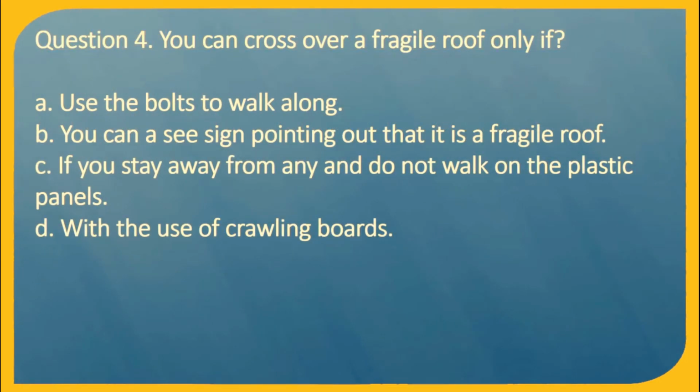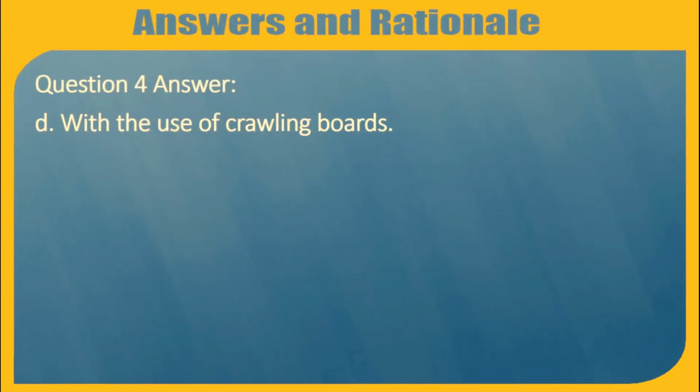Question 4. You can cross over a fragile roof only if A. Use the bolts to walk along. B. You can see a sign pointing out that it is a fragile roof. C. If you stay away from any and do not walk on the plastic panels. D. With the use of crawling boards. Question 4 answer, D. With the use of crawling boards.